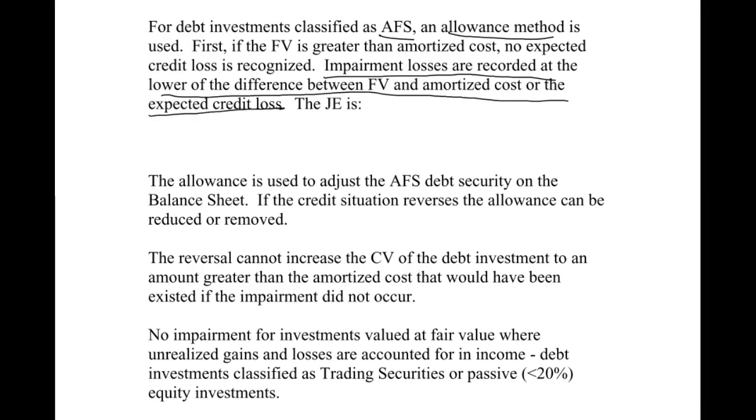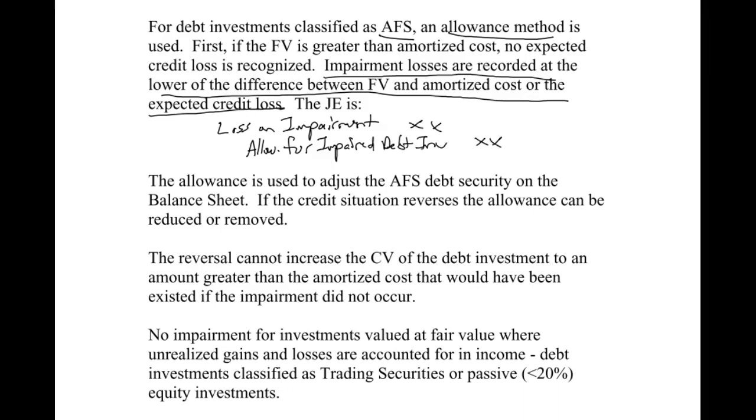So our journal entry for this will look like this. We'll still have a loss on impairment. We don't have any numbers here, so I'll just put a couple of X's there. And now we have a new account, allowance for impaired debt investments. And so that would be my journal entry.